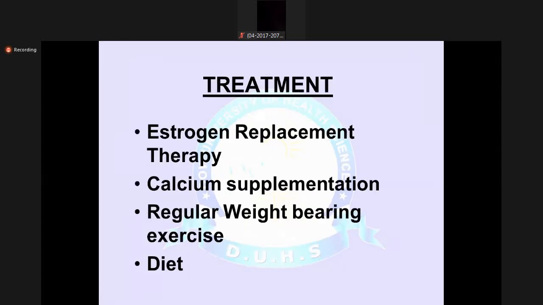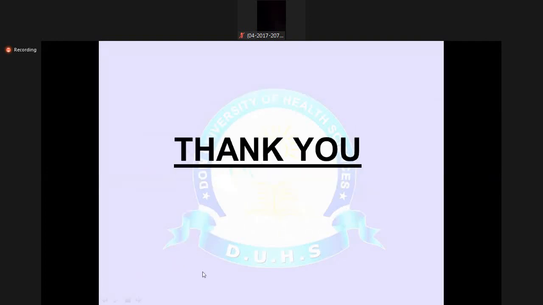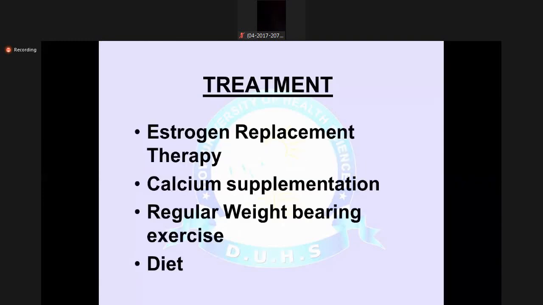So the treatment which you can take: basically, when there is a deficiency of estrogen, the main treatment is estrogen replacement therapy. Then again, if there is inadequate calcium in the diet, you can increase it by calcium supplementation and regular weight bearing exercises, that is, increased physical activity. It also depends upon the diet. You have to correct your diet by the intake of calcium supplements and the dairy products, milk, and all these.